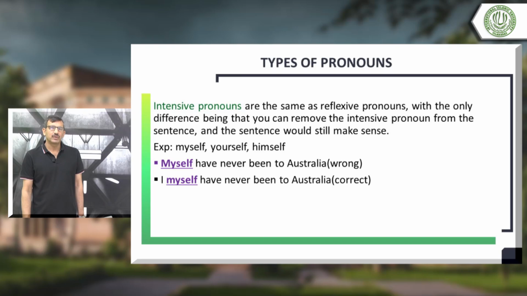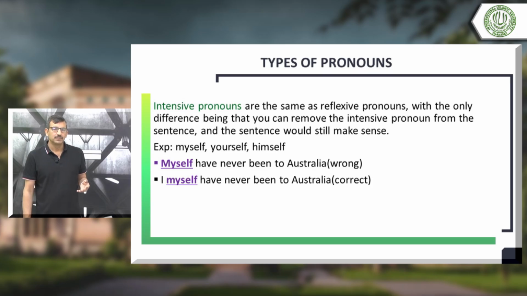The last type of pronouns are intensive pronouns. Intensive pronouns are the same as the reflexive pronouns. There is a slight difference between intensive pronouns and reflexive pronouns. In intensive pronouns, if you use an intensive pronoun in a sentence and then remove that intensive pronoun from the sentence, it still makes sense.